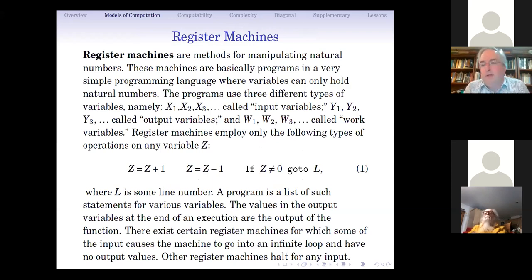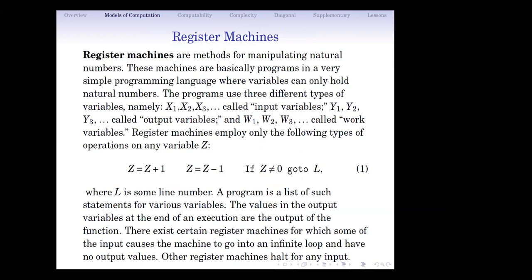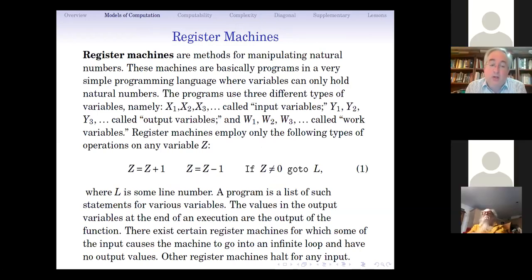Register machines are a little less well known, so I thought I should tell you what a register machine is. Register machines are methods for manipulating natural numbers. Turing machines manipulate strings; these manipulate natural numbers. These machines are basically programs in a very simple programming language where variables can only hold natural numbers. The programs use three different types of variables, namely x1, x2, x3, called input variables, y's called output variables, and guess what? Work variables also. We're going to see this over and over again.